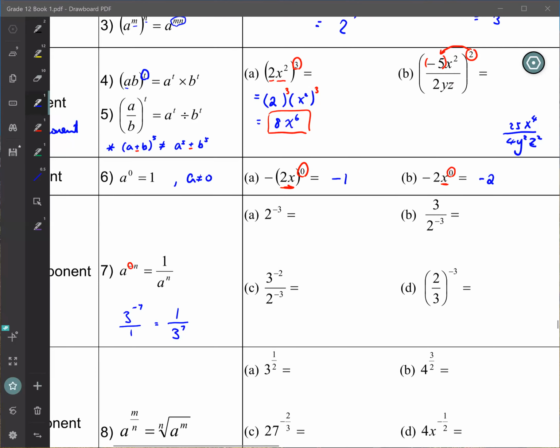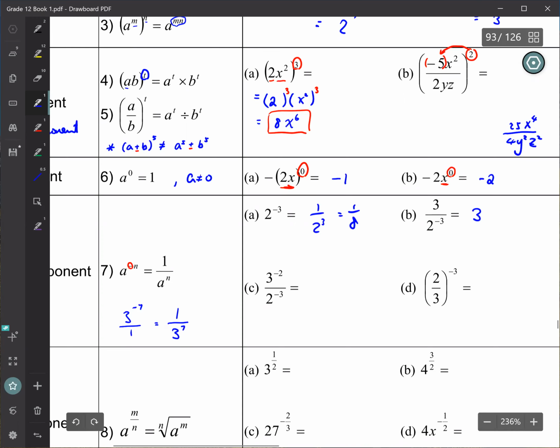Okay, Kelly, what's your answer for A? 1/8. Yeah, okay, so first it becomes 1/2 cube and 1/8. Okay, Cindy, what about B? 24. 24, very good. Okay, so 3 stays, it doesn't have negative, and then the 2 goes up, right? And then 3 times 8 will give you 24.